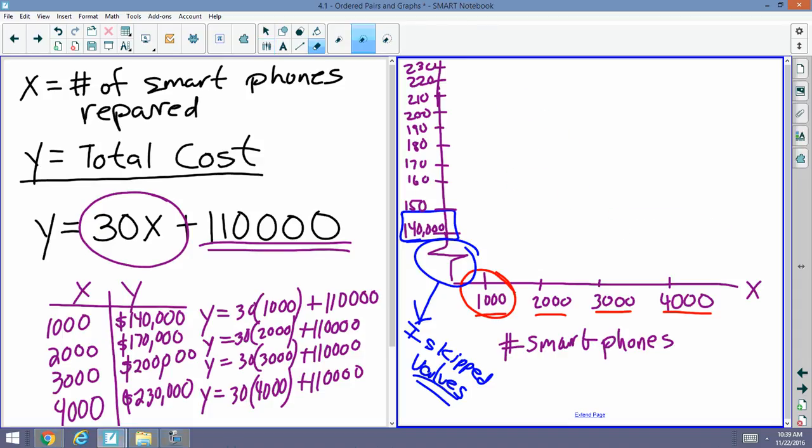This is a much better, more accurate way. Because I'm showing the reader, hey, I skipped all of these values. I'm starting here, but my intervals are 10,000. Now I can graph this way easier. At 1,000, I got 140,000. So let's do this in black. Okay, so boom. 1,000 phones cost me 140,000. 2,000 phone repairs cost me 170,000. 3,000 phone repairs cost me 200,000. 4,000 phone repairs cost me 230,000. And this pattern is going to continue forever.